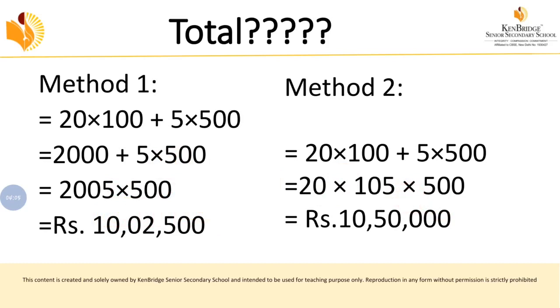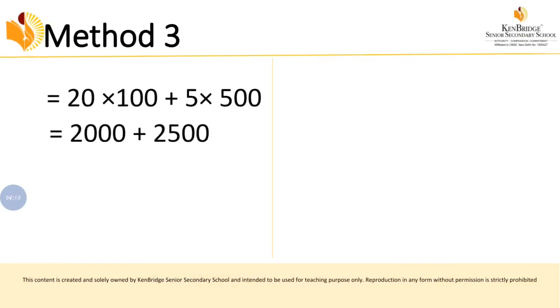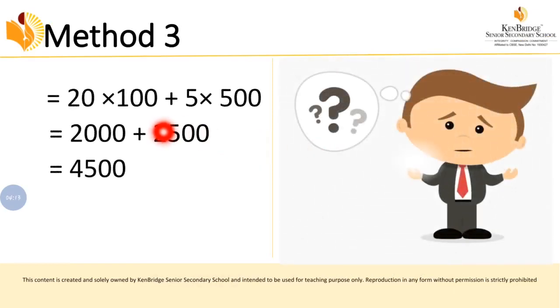So let's see the next method, method 3. In method 3 I have written the same 20 into 100 plus 5 into 500, but here 20 into 100, what is the value? 2000. And 5 into 500, 5 fives are 25, so 2500. If you add 2000 plus 2500, the answer is 4500. So with method 3 we have got one more answer, and that also is different, right?